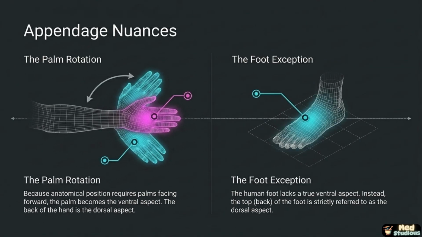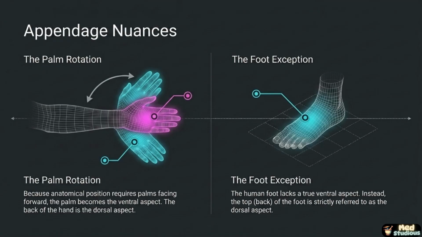Here's where things get a little more interesting. The appendages. For the hand, remember that anatomical position requires the palms to be facing forward. Because of this rotation, the palm itself becomes the ventral aspect of the hand. It faces anteriorly. The back of the hand, the side with your knuckles, becomes the dorsal aspect. You've probably heard this already. A dorsal hand vein is the vein on the back of your hand, while the palm side is ventral.